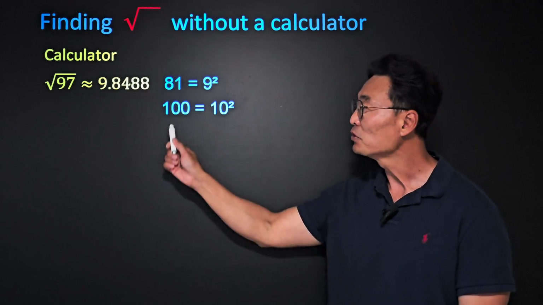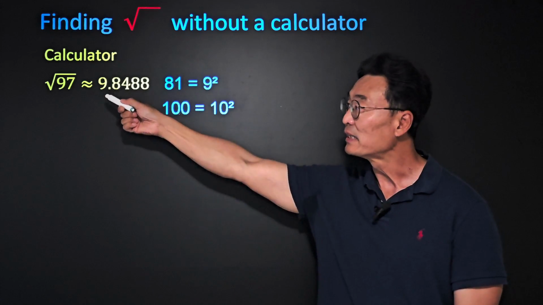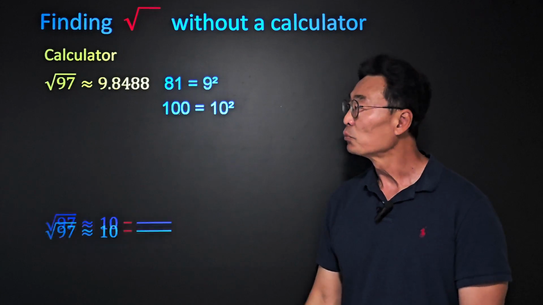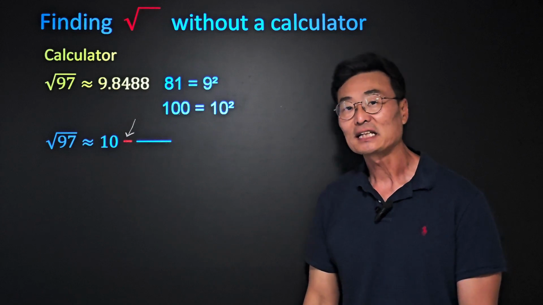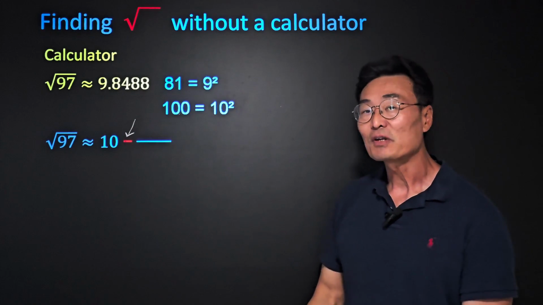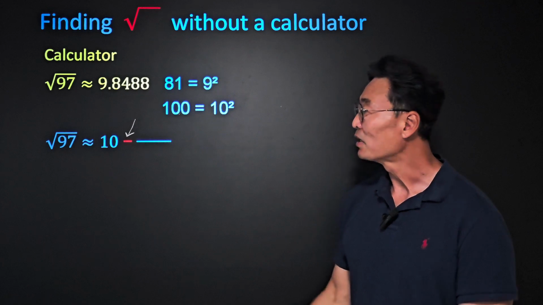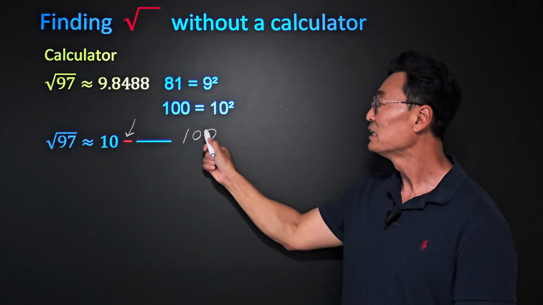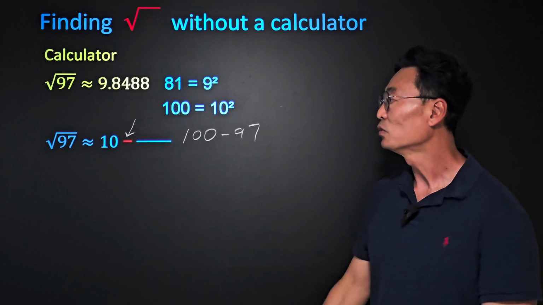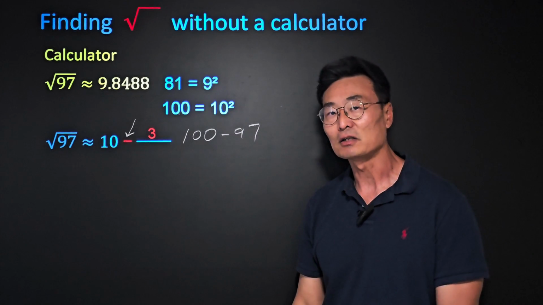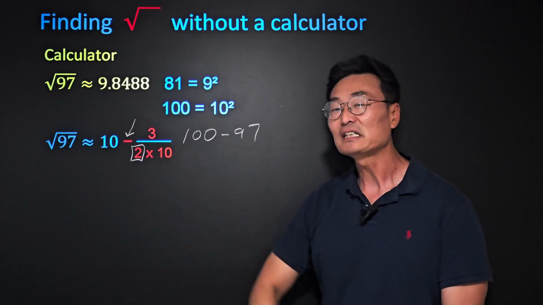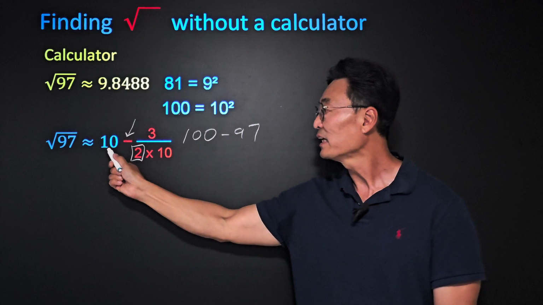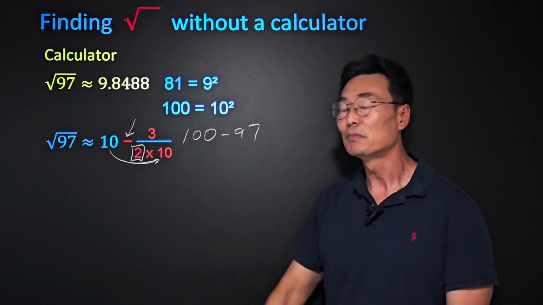However, when we use a number that's bigger than the number that we start with, we need to go ahead and subtract instead of add. So that's the only difference. Again, the rest of the method will be the same. On the top will be the difference between 100 and 97, or 3. And on the bottom, it's going to be 2 times 10. Again, where the 2 is constant, and the 10 is from here.